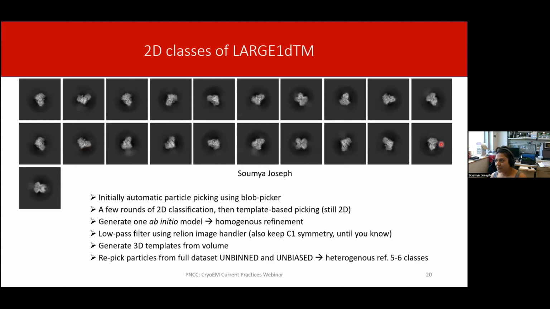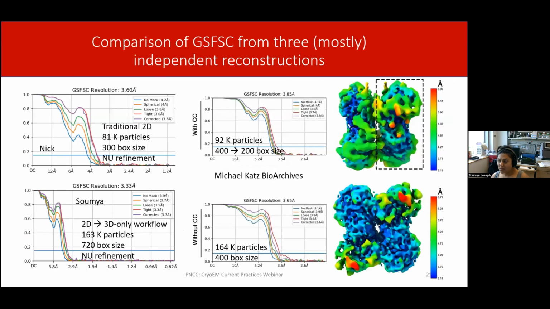And notice that this is from just 2D classification. Notice that none of these have a top or bottom view of LARGE1. And so when you repick the particles automatically using a template from a 3D volume, and you don't bias it in any way, it's possible to get a much higher resolution structure.